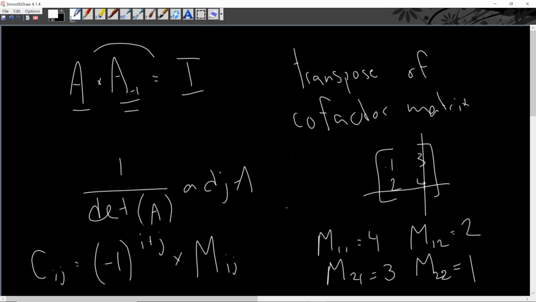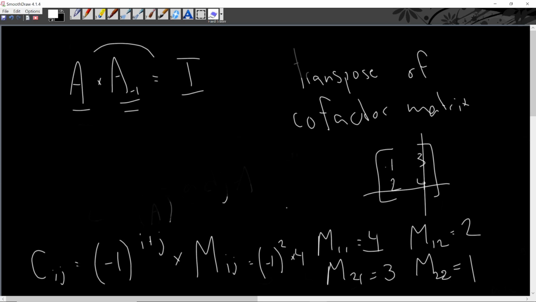So C11 is going to be negative 1 to the power of 1 plus 1, so 2, times M11, so 4. All of this seems relatively important, but let me erase the A inverse. We're going to have negative 1 squared times 4, so 4. That's going to be C11, and then C12 is going to be negative 1 to the power of 1 plus 2 times M12, so 2. So we're going to have negative 2.